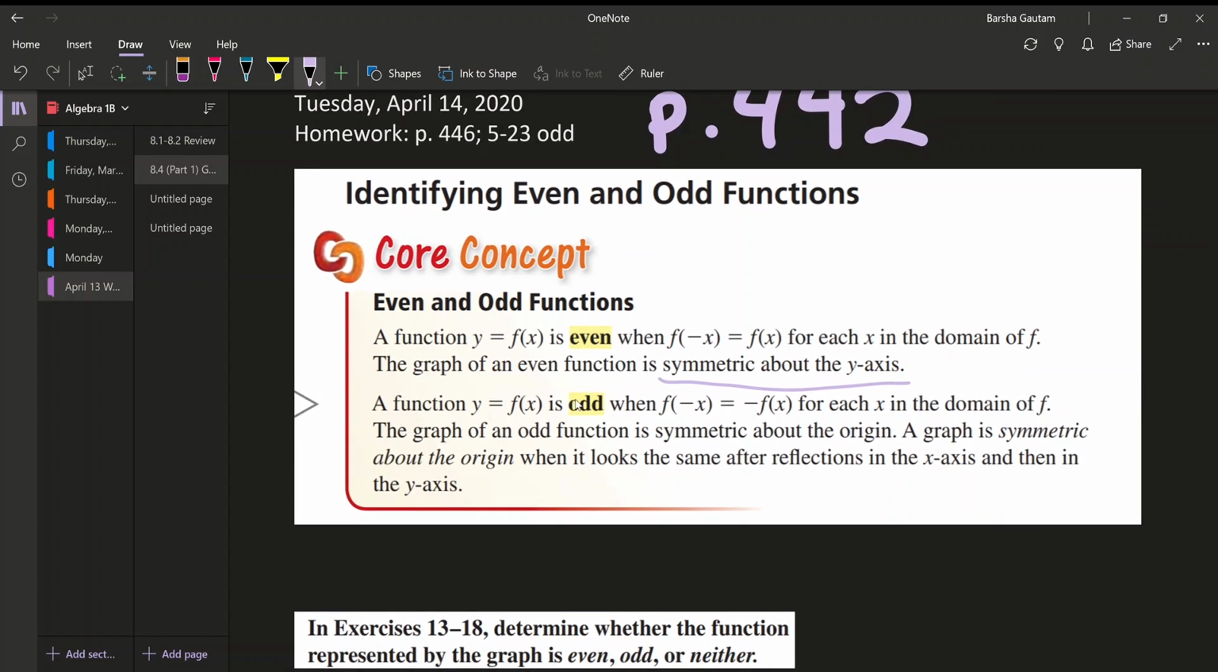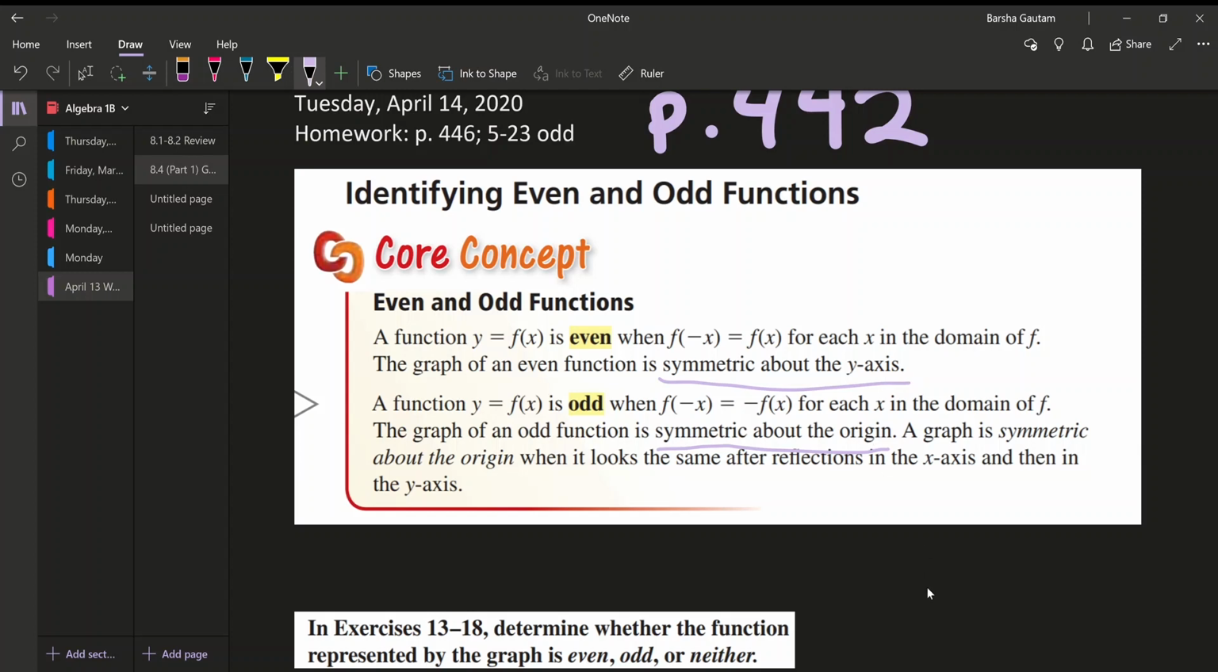And so for odd functions, a function y equals f of x is odd when f of negative x is equal to negative f of x, for each x in the domain of f. The graph of an odd function is symmetric about the origin. A graph is symmetric about the origin when it looks the same after reflections on the x-axis and then in the y-axis. So the key here is the graph of an odd function is symmetric about the origin. So even is symmetric about the y-axis and odd is symmetric about the origin.